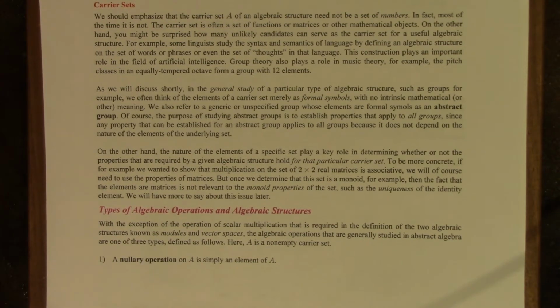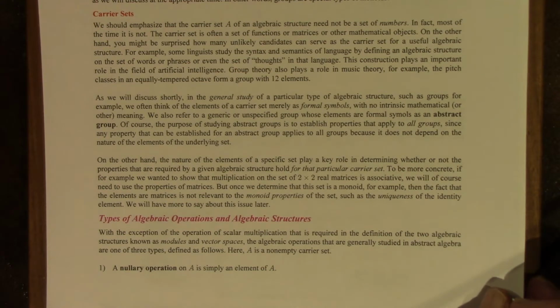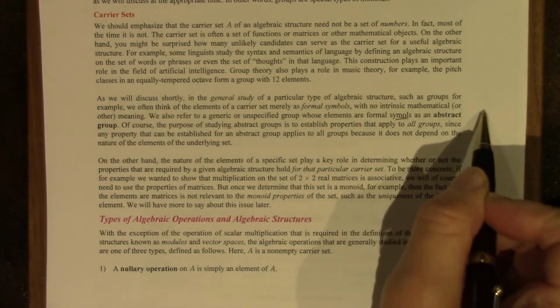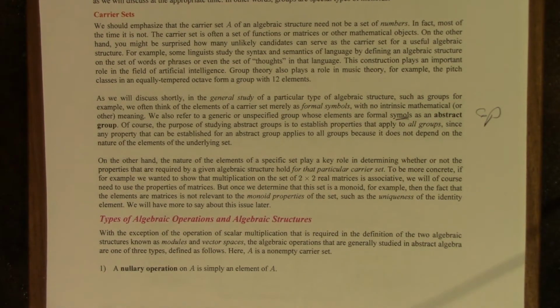As we will discuss in a moment here, in the general study of a particular type of algebraic structure, such as groups, for instance, we often think of the elements of the carrier set merely as formal symbols. We assign them no intrinsic meaning, mathematical or otherwise. And we refer to a generic or unspecified group, namely a group whose elements are formal symbols, as an abstract group. And of course, the purpose of studying abstract groups is to establish properties that apply to all groups. Since any property that we can establish for an abstract group will apply to all groups because it doesn't depend on the nature of the elements of the underlying set.